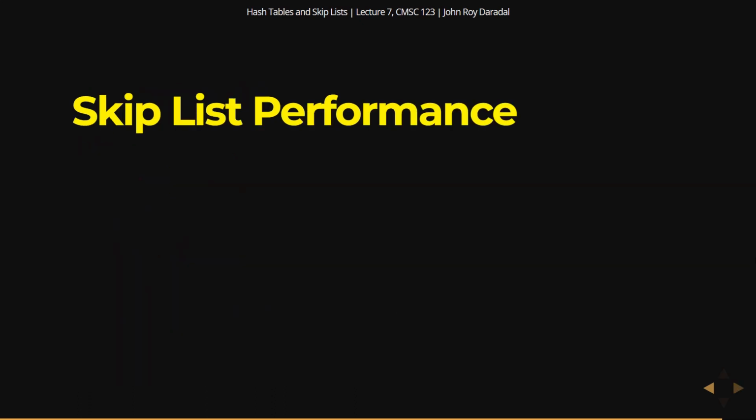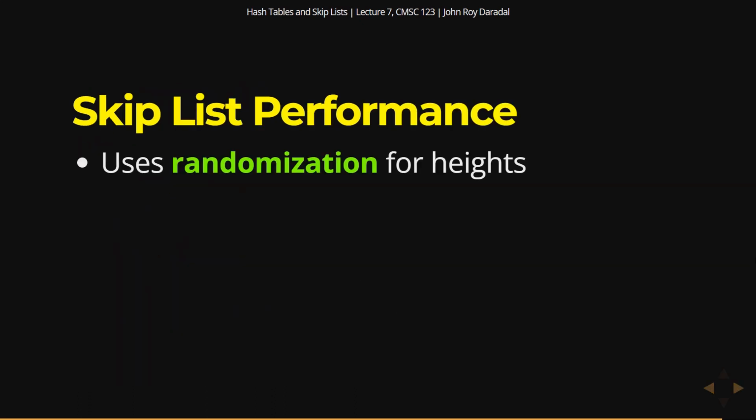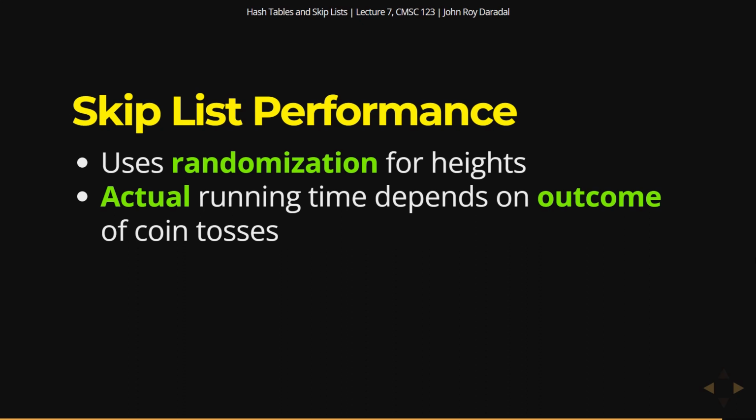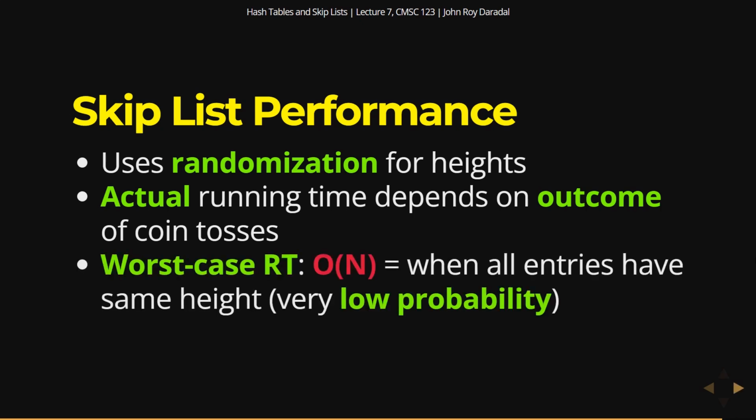Now for the performance of the skip list, we used randomization for the heights, right? So the actual running time depends on the actual random numbers of the heights, the outcome of the coin tosses. So if we think about it in the worst case, the running time would be O of n, which is linear time, and this happens when all entries have the same height. But this is a very low probability of happening.